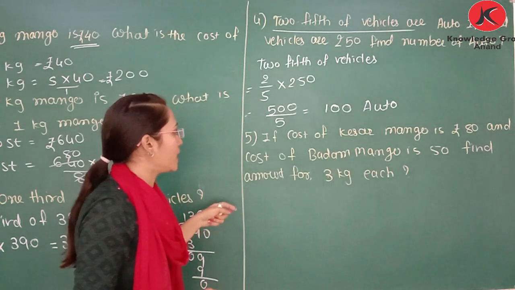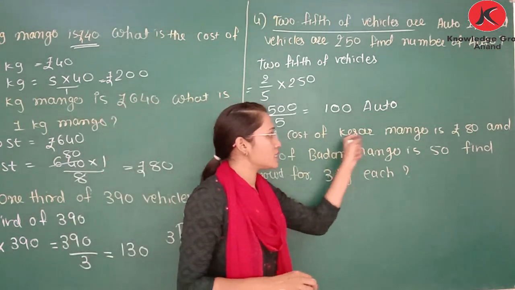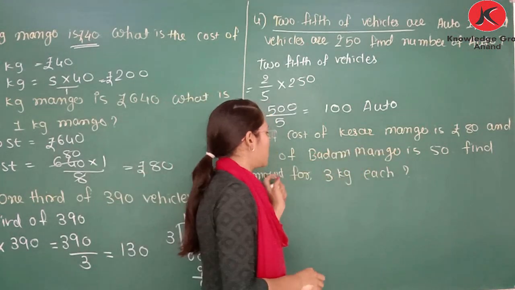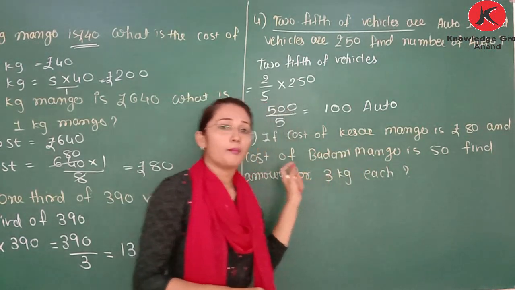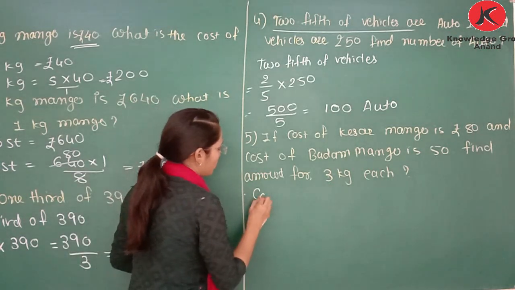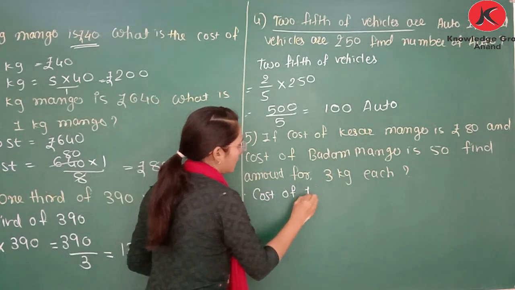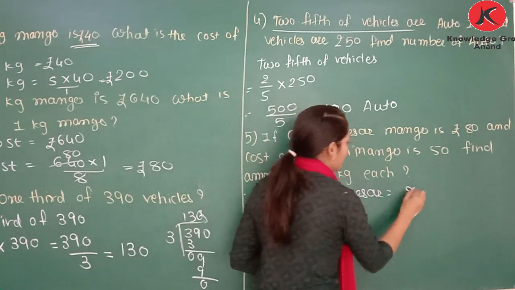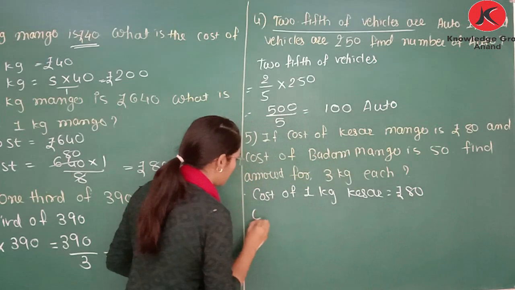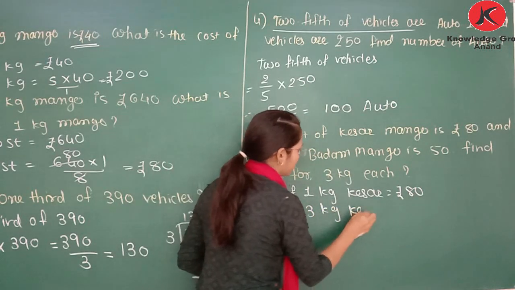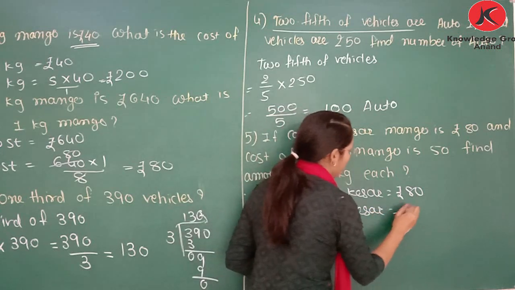Clear? Now next, if the cost of Kesar mango is 80 rupees and Badam mango is 50 rupees, find the cost for 3 kg. We have to find the 3 kg price of both mangoes. So, cost of 1 kg Kesar, that is 80. So what is the cost of 3 kg? Multiply with 3.